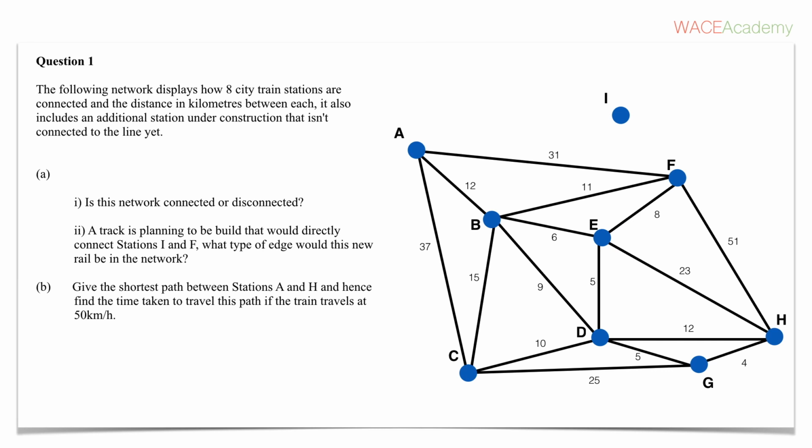In the second part, a track is planned to be built that would directly connect stations I and F. What type of edge would this new rail be in the network? And part B, give the shortest path between stations A and F and hence find the time taken to travel this path if the train is travelling at 50 kilometres an hour. Pause the video now if you want to have a go yourself.